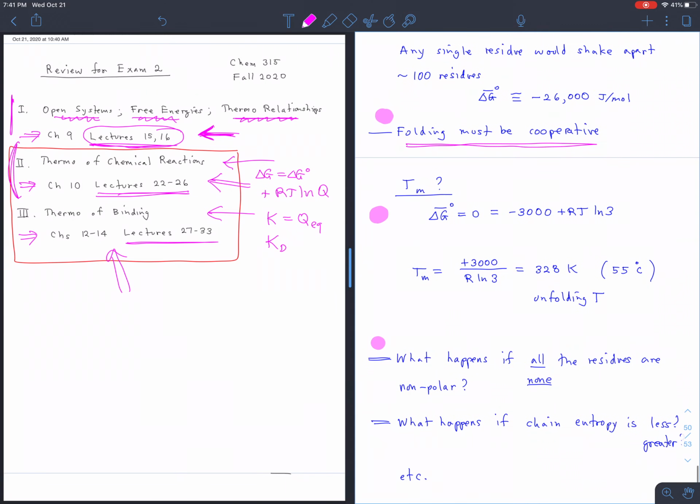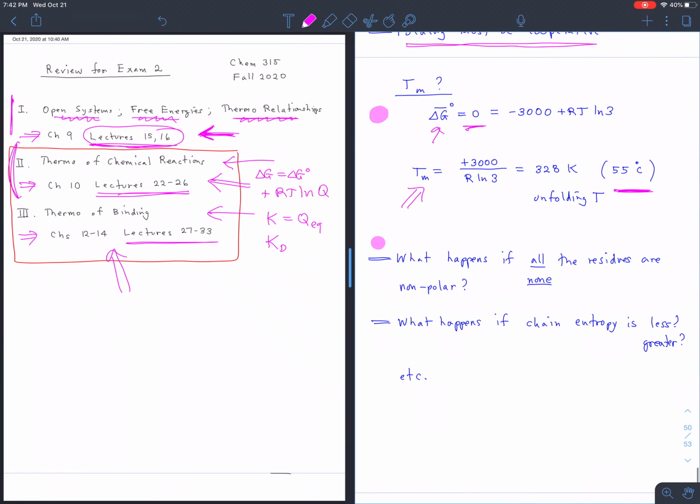And we also used that expression to predict what the melting temperature would be. At what temperature does the delta G, the standard state delta G at least, go to 0? And we saw that that gave us a number of about 55 degrees C, which is a typical value for the denaturation of most proteins, so it gave something reasonable.